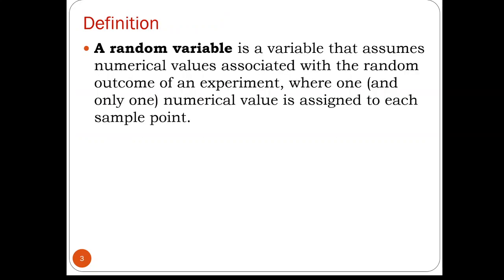First, we will see the definition of random variable. A random variable is a variable that assumes numerical values associated with the random outcome of an experiment, where one numerical value is assigned to each sample point.